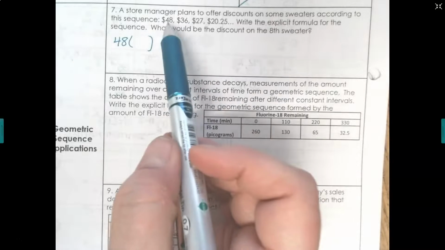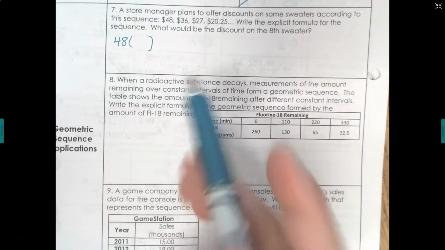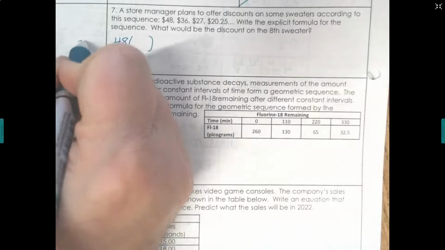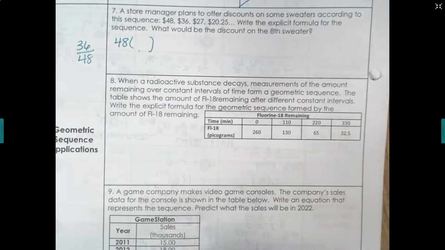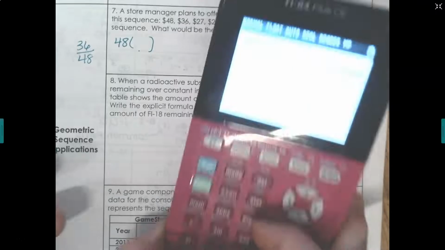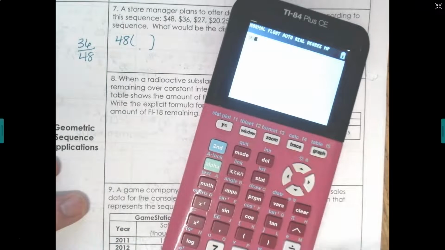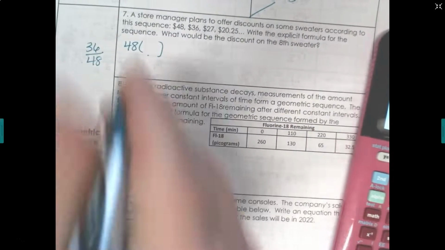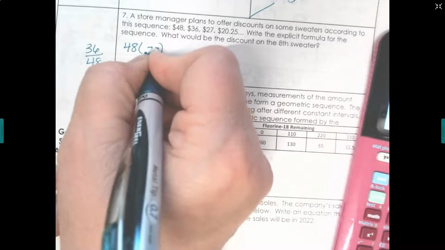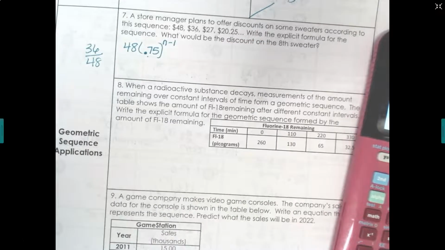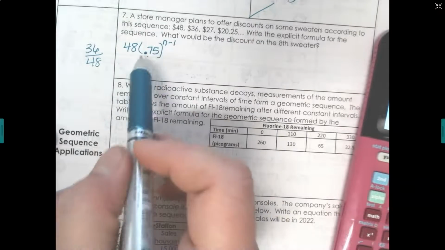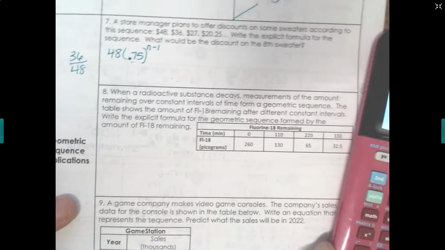We need to know how it's being multiplied. Well, it looks like it's being divided because the numbers are getting smaller. But here's what we're going to do. Remember, take the second term divided by the first term, and that's what's going to go into your parentheses. So I'm going to take 36 divided by 48, and I got 0.75, so I'm going to put 0.75 here. That's all we have to do. And the equation says put n-1 right there. There's your equation. This equation represents what they're talking about right here.